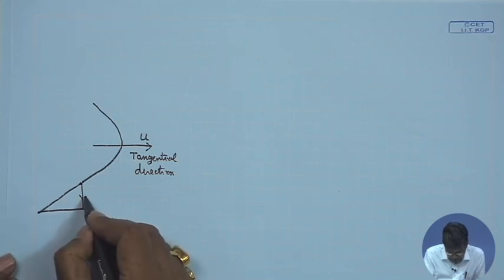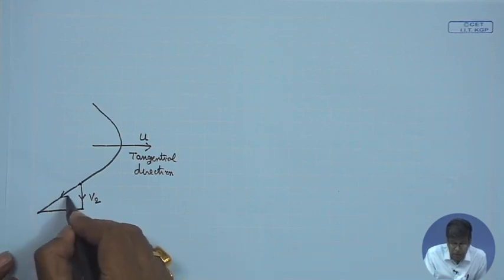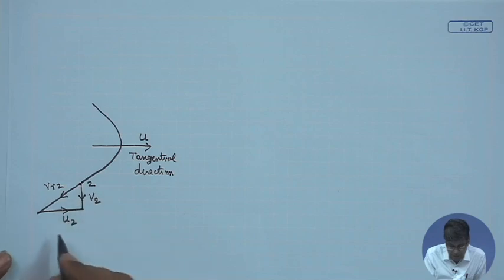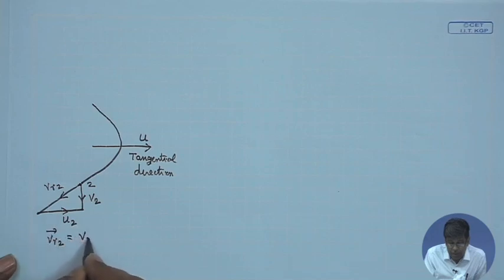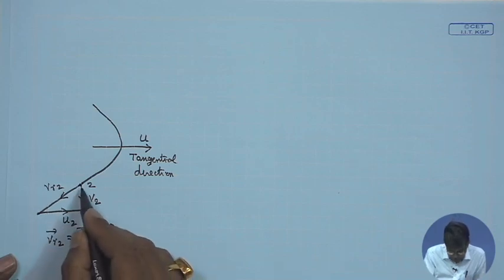There will be no tangential component. This is V2, and if this is V2, then this is VR2 and this is U2. 2 is the section at the outlet, and in this velocity triangle, as I told you earlier, VR2 is nothing but the difference between V2 and U2. Therefore, V2 is VR2 plus U2. So, VR2 plus U2 gives you V2, and V2 is purely radial.